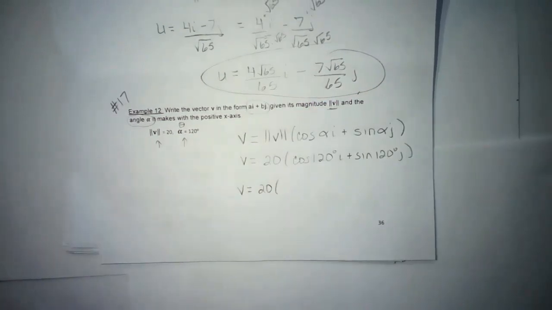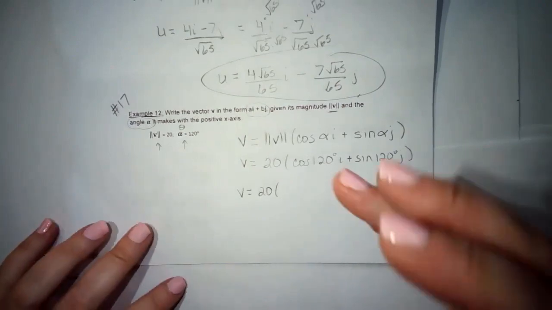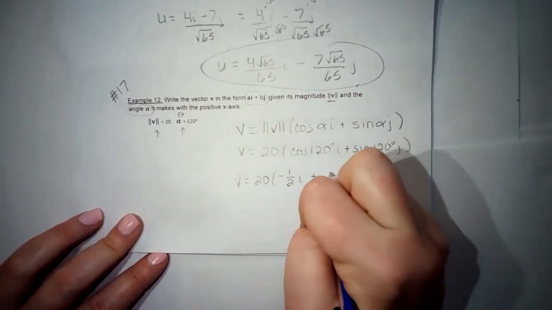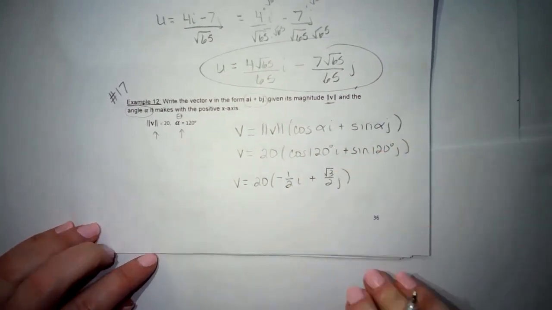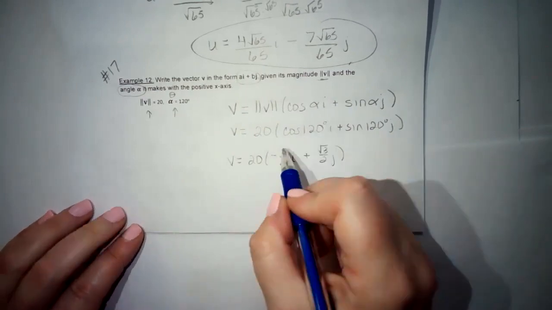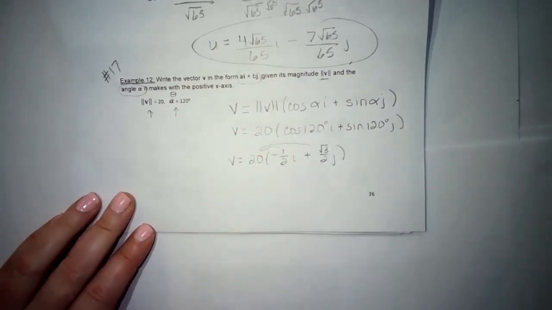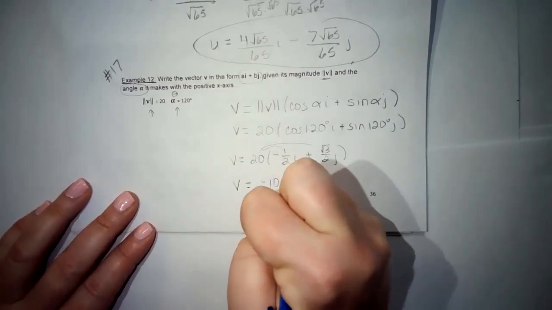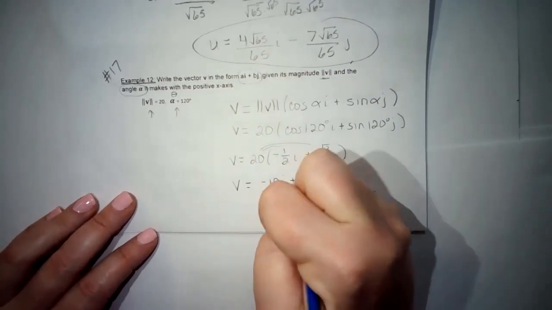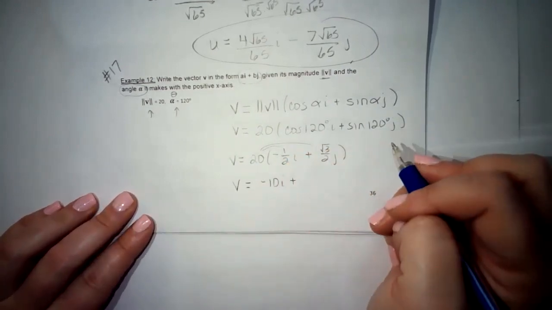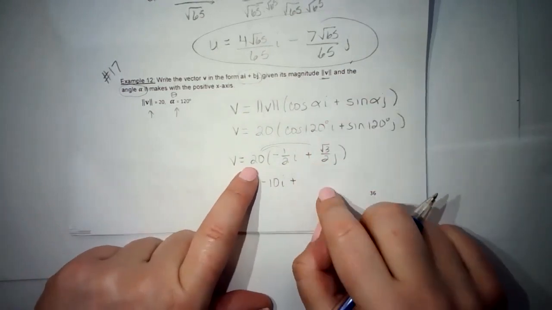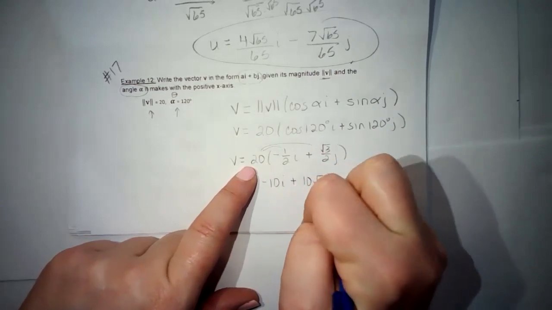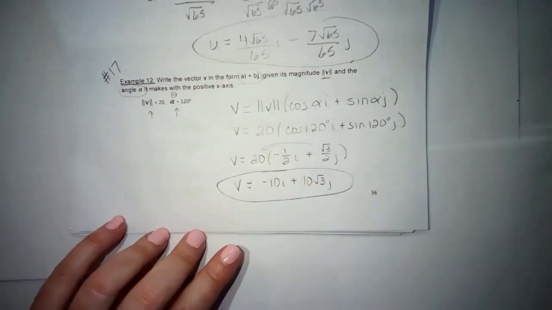Hold on, I'm out of control. Okay. Sine of 120 is going to turn into root 3 over 2 j. Okay, I'm still not done. My last step is I'm going to distribute that 20 through there. So 20 times negative 1/2 is negative 10i plus, okay, I'm going to do this in one big step, but 20 times root 3 over 2 is going to be 10 root 3 j. And there's my final answer.